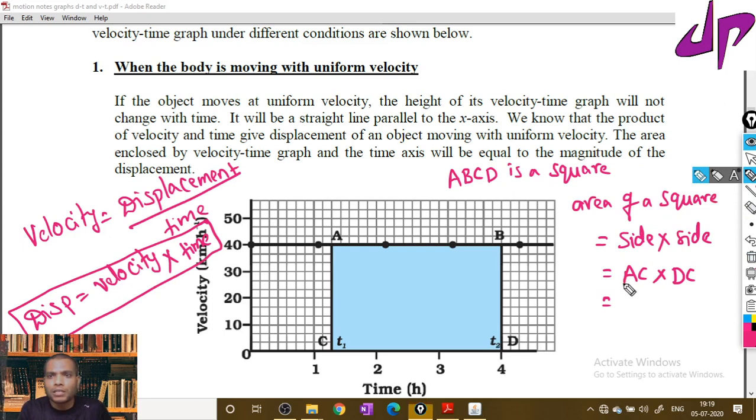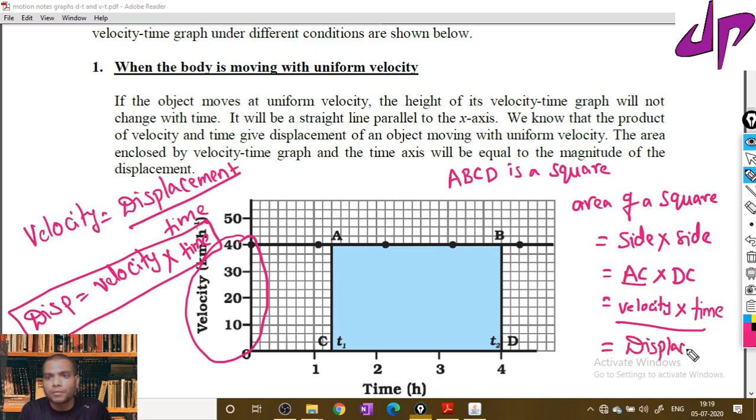And what about AC? AC is nothing but what is given on the y-axis, which is velocity. So in the place of AC I can write velocity, and in the place of DC I can write time. So velocity into time is nothing but the displacement. That's why I said that the area enclosed by the velocity time graph equals the magnitude of the displacement. So if you find the velocity time graph area, that area equals the displacement.